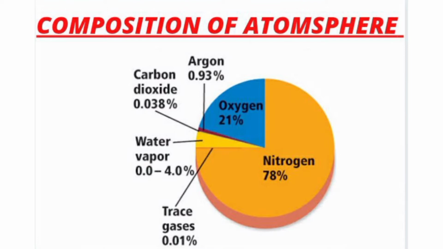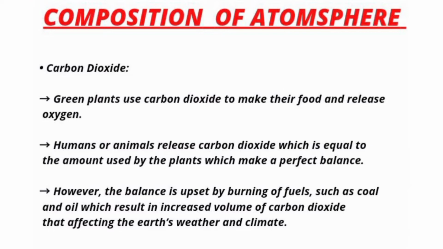So, we'll discuss each of the gases in a little bit detail. Let's start with carbon dioxide. Green plants use carbon dioxide to make their food and release oxygen. Humans or animals release carbon dioxide, which is equal to the amount used by plants, which makes a perfect balance. However, the balance is upset by burning of fuels such as coal and oil, which results in increased volume of carbon dioxide that affects the Earth's weather and climate.